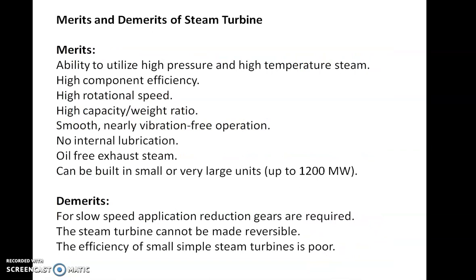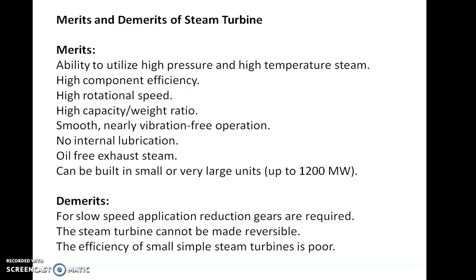What are the merits and demerits of steam turbine? The merits are the ability to utilize high pressure and high temperature steam. It can handle high pressure and high temperature steam. You can increase the pressure of the steam as much as possible because coal is used. By burning coal you are heating the water, converting it into steam and increasing the pressure, and the higher the pressure you can obtain, the higher the work done will be.